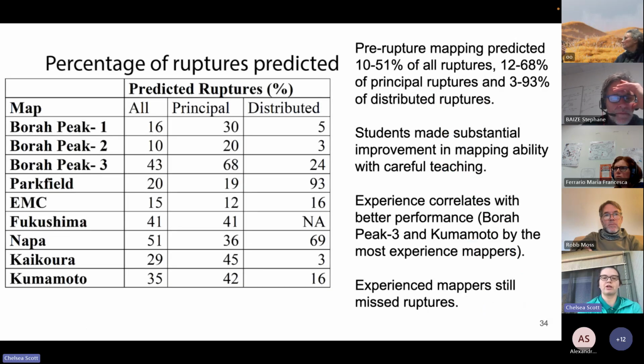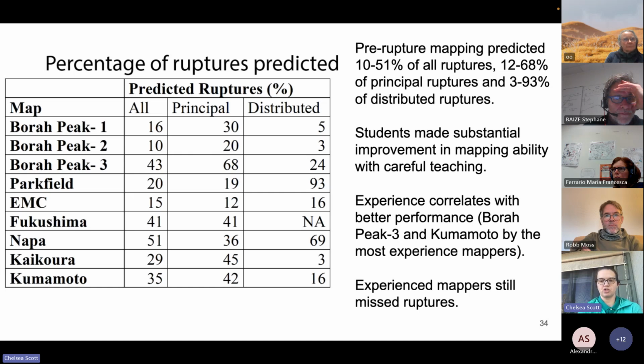So I'll now go over the statistics from our work. This table is showing the percentage of ruptures that were predicted for the full set of pre-rupture maps that we completed. And this shows that the pre-rupture mapping predicted 10 to 51% of all ruptures and 12 to 68% of the principal ruptures. Based on these numbers, we conclude that many of the students made substantial improvement in their mapping ability with careful teaching over the semester-long course.